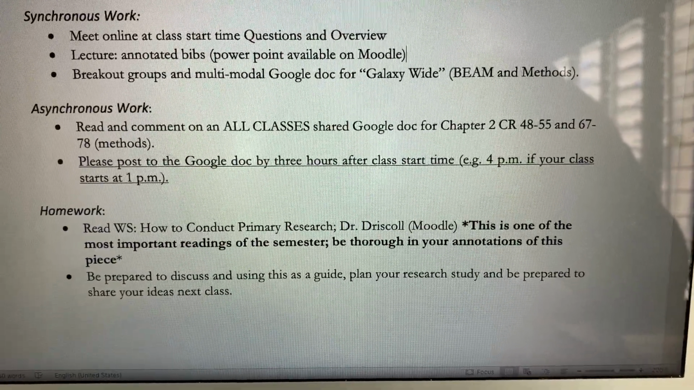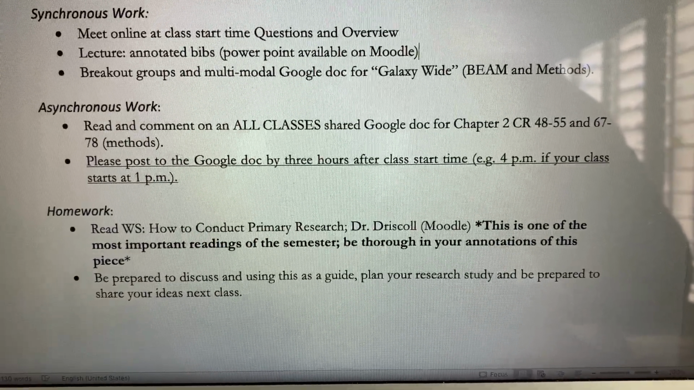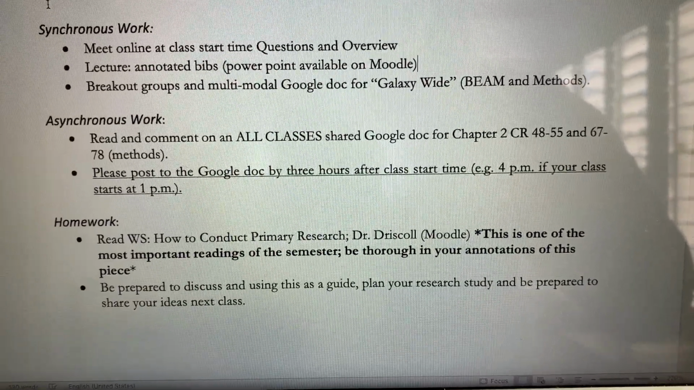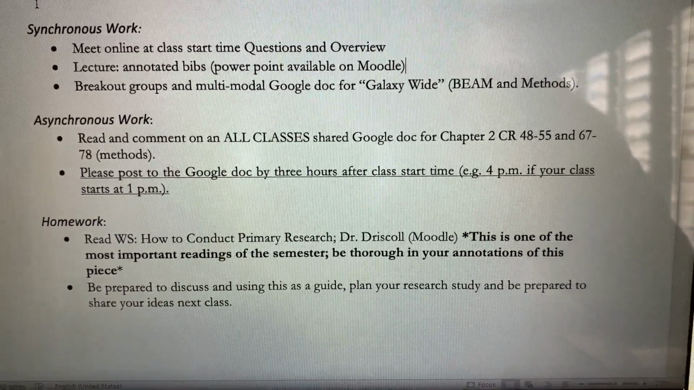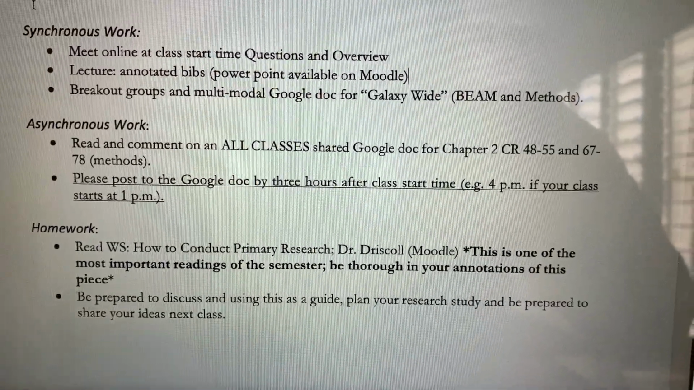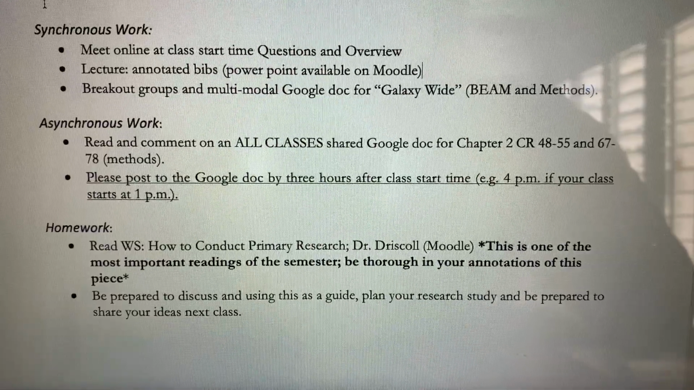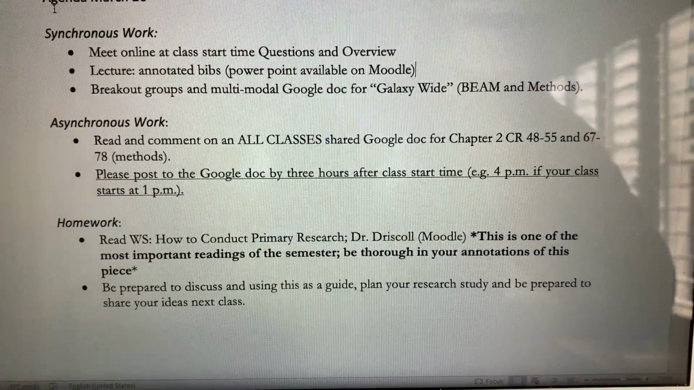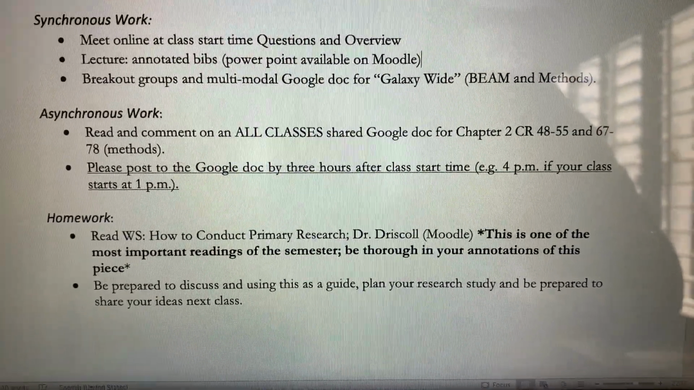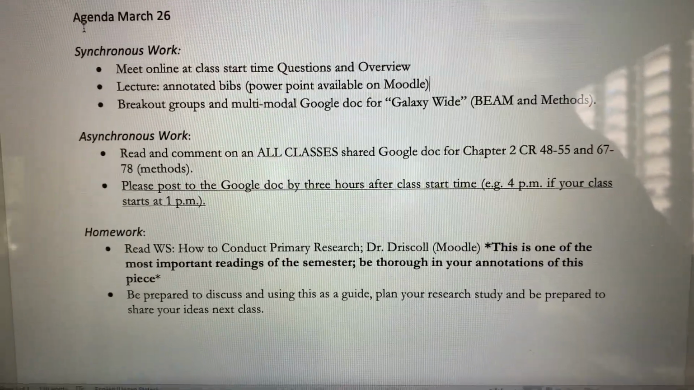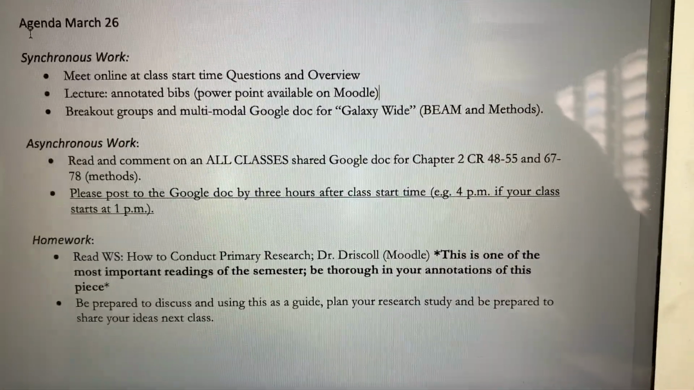You're going to be really just dropping in information from Curious Researcher, pages 48 to 55 and 67 to 78. These are talking about conducting primary research. They're talking about writing a method section. And if you have any questions or anything like that, I'd like everybody to post those to the question thread, and I'll just be answering the questions all day long.